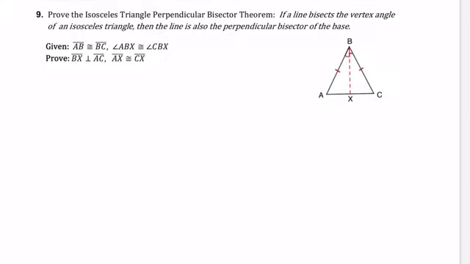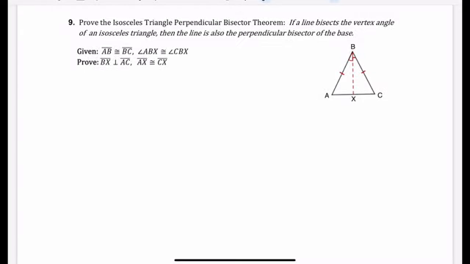We're going to prove the isosceles triangle perpendicular bisector theorem. If a line bisects the vertex angle of an isosceles triangle, then the line is also the perpendicular bisector of the base. So we're going to show that the line is perpendicular and that AX is congruent to CX. So if we know these two sides are congruent. Bisector means that it cuts it right in half, and it also makes a 90-degree angle here.